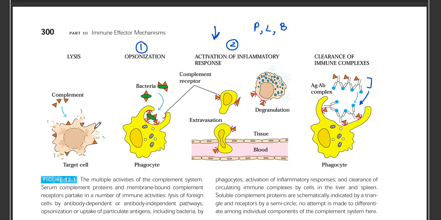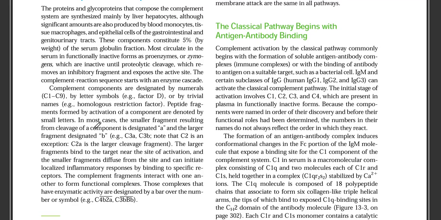Now we have to talk about the details of complement proteins. As I told you, there are 30 such soluble and membrane bound complement proteins, and they are designated C1 to C9. Up from C1 to C9, there are also some designated by letters. For example, one of the complement proteins is factor D. So C1 is a complement protein, C2 is a complement protein, C stands for complement. Similarly, there are other complement proteins like factor D. These are also complement parts.